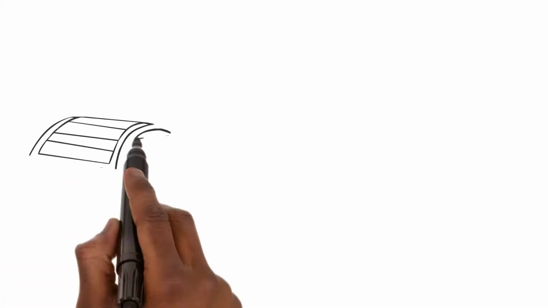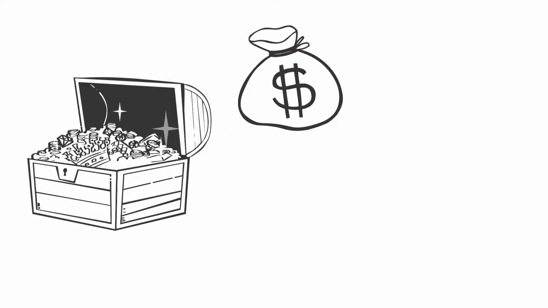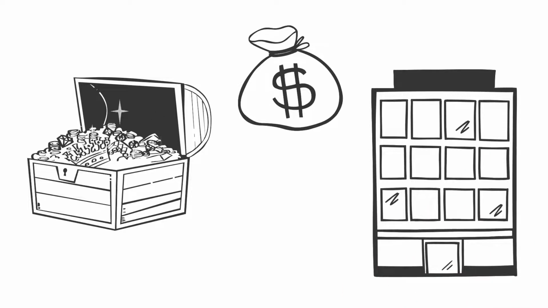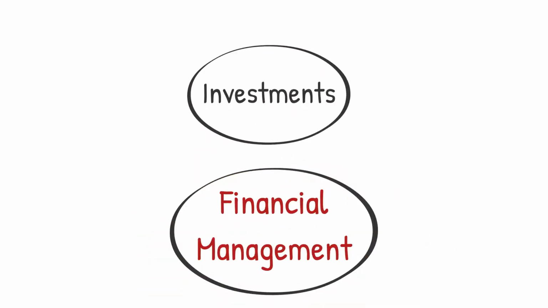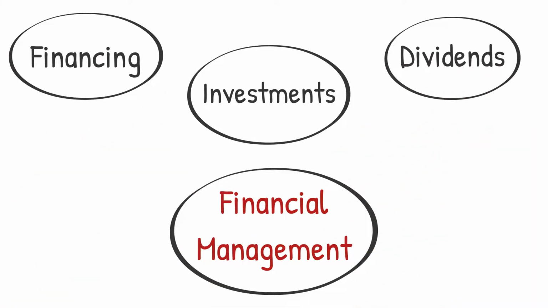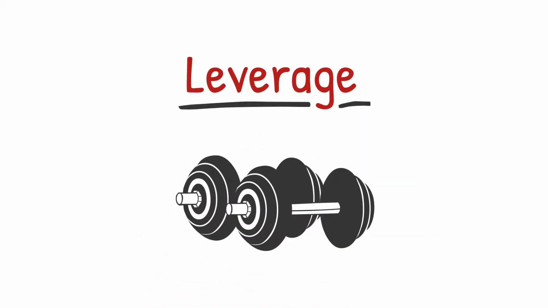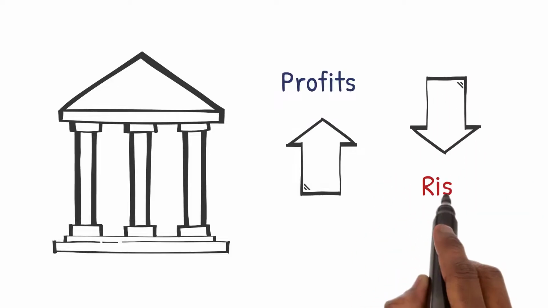In the world of business, financial planning is like having a treasure chest filled with funds. You get to allocate those funds to various assets, like buildings and money bags, to make your business grow. Financial management is like being the captain of a team. You make informed decisions about investments, financing, and dividends, guiding your business to success. Then, leverage is like using the power of borrowed money to lift heavy weights in business. By borrowing smartly from banks or issuing shares, you can magnify your profits and minimize your risks.